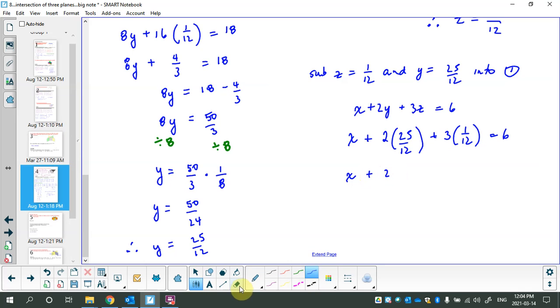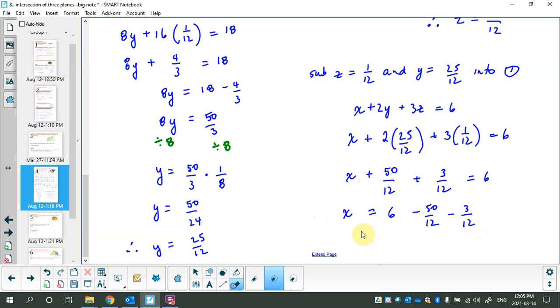Plus 20, I'm not gonna skip steps, so 50 over 12, 2 times 25, 1 times 12, plus 3 over 12, 3 times 1, 1 times 12. And I'm going to leave them unreduced. But I am going to fix this 6. And 6 is 72 over 12.